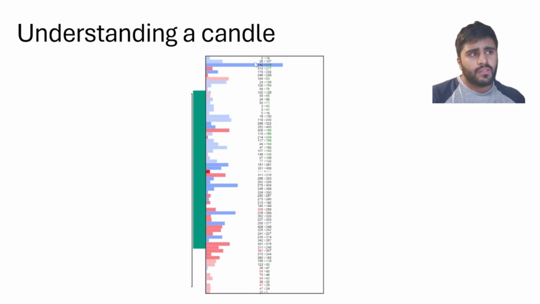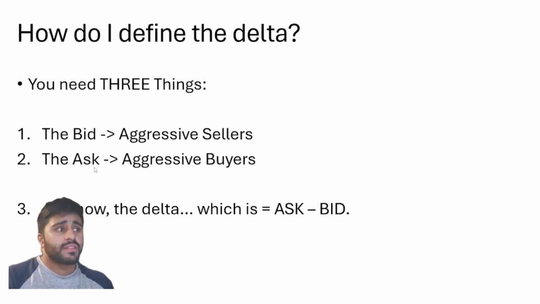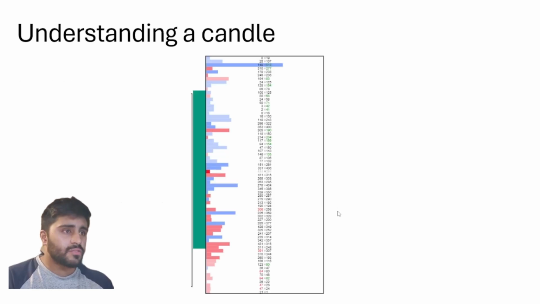Now, how do we define delta? We define delta as the highlighted color for a particular row. And what do these numbers on the row represent? I've kept them small on purpose because you don't need the numbers to understand the delta. But it does make sense to understand how the delta works. So how do I define delta? It's the ask minus the bid. What that means is it is the right number minus the left number.